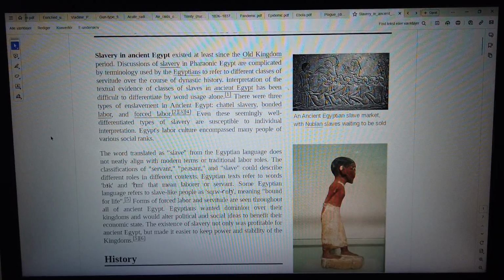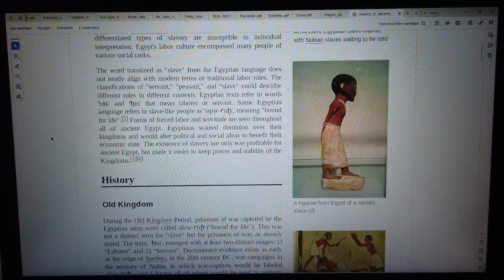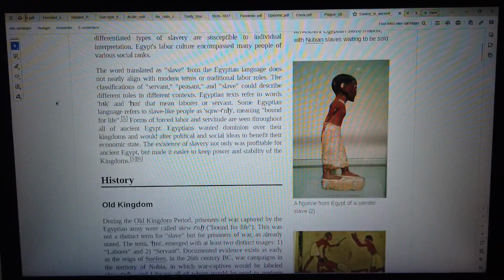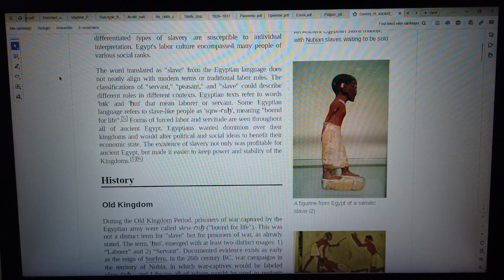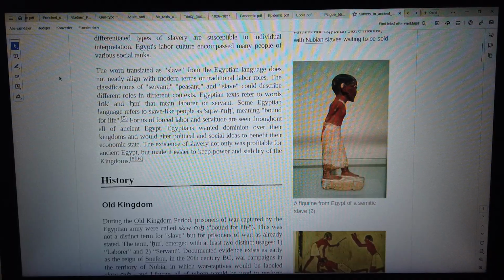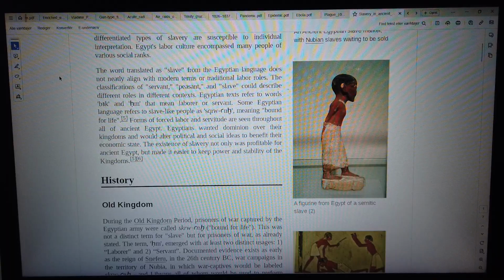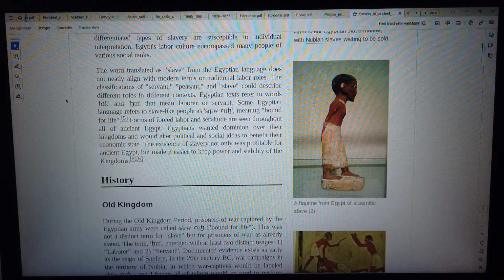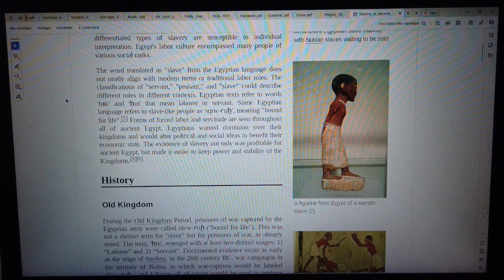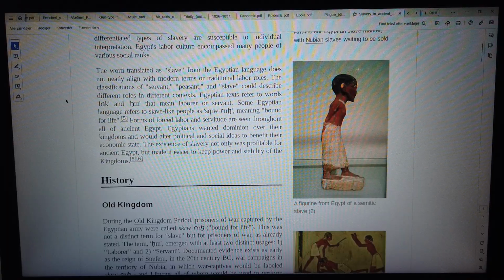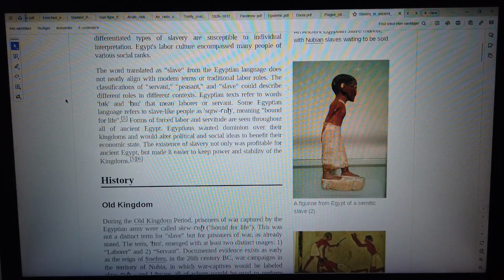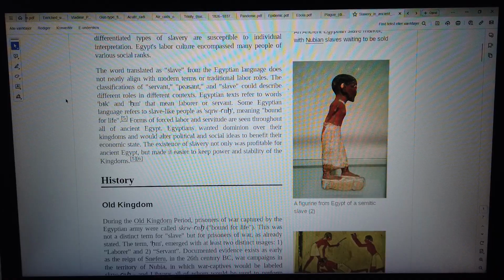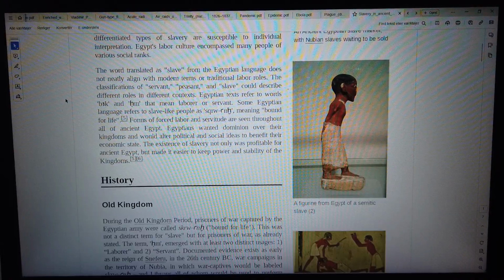The word translated as slave from the Egyptian language does not neatly align with modern terms or traditional labor roles. The classifications of servant, peasant, and slave could describe different roles in different contexts. Egyptian texts refer to words bk and m that mean laborer or servant. Some Egyptian language refers to slave-like people as sqrwn, meaning bound for life. Forms of forced labor and servitude are seen throughout all of ancient Egypt.